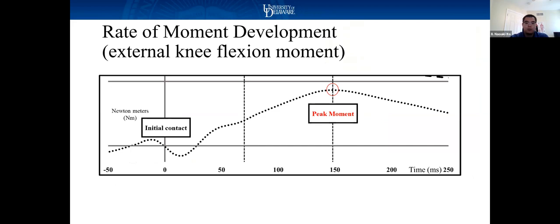Here we have the weight acceptance phase of gait graph. On the x-axis we have time, and on the y-axis is external knee flexion moment. The peak moment marked in red is what a large portion of our current evidence on altered gait mechanics after ACL reconstruction is based around.